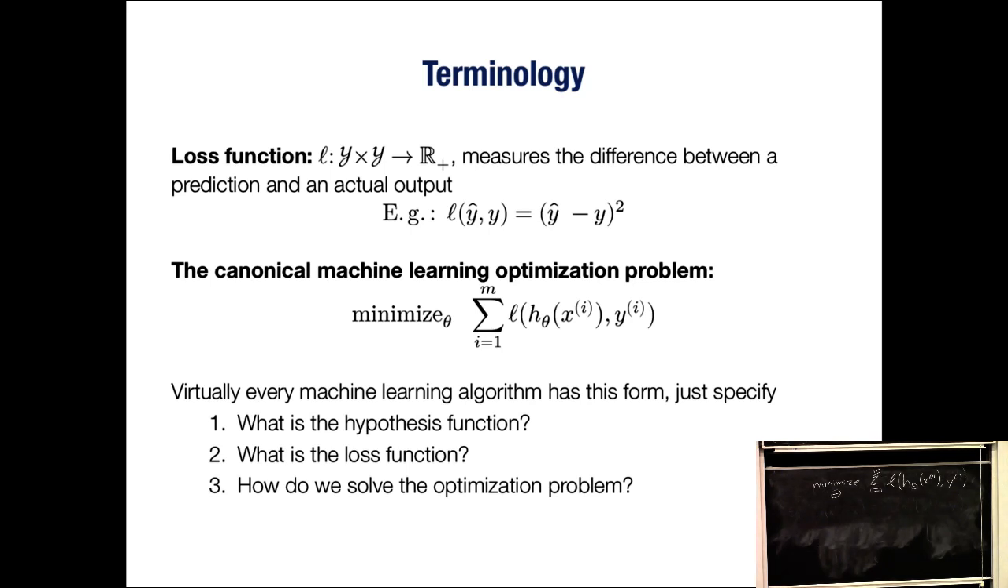You need to say, what is this hypothesis function? So this is part one. Part two is what is this loss function? And part three is how do you minimize? And if you specify all those things, you can describe any machine learning algorithm. So the rest is just kind of details, right? Said in a sort of somewhat tongue-in-cheek, but not that tongue-in-cheek.